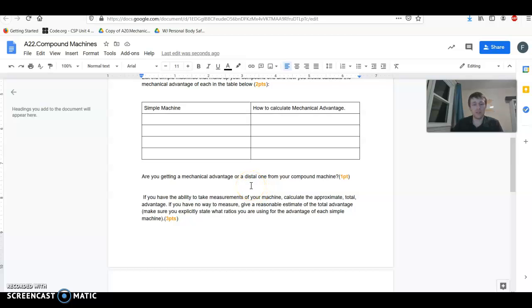Next, I ask you to figure out if the mechanical advantage or a distal one is what you get out of your compound machine. Think about it, just logically. Is your machine letting you do something easier by moving your hands farther than you would have to normally? Or alternatively, is it letting you do something faster or move something farther by applying more force?